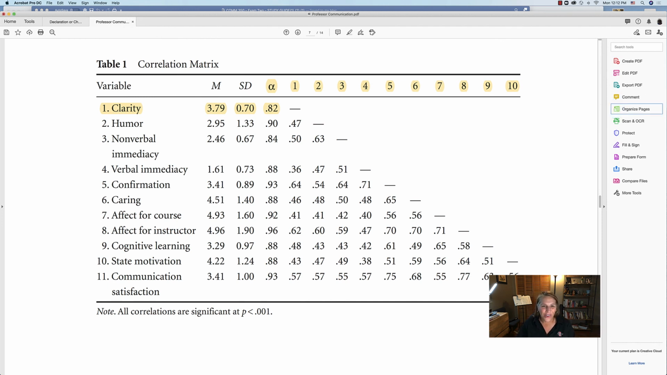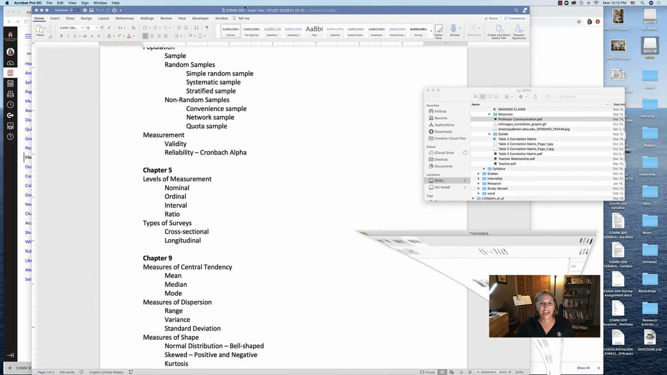So, of course, all of these alpha levels are very high. What is the highest? Again, you would just have to find the highest number in this row. That is 96. And this is the most reliable concept they're measuring, affect for instructor. All right, we'll come back to the correlation, but I just wanted to get through the Cronbach's alpha measure of reliability.